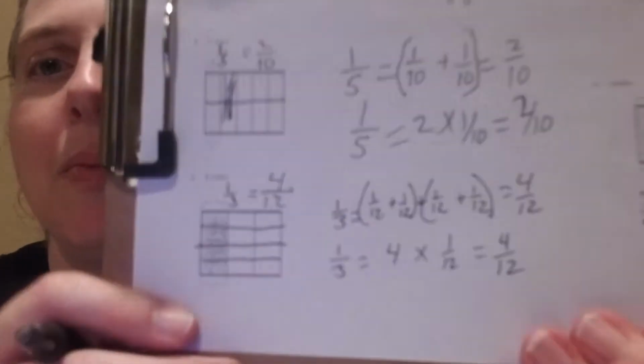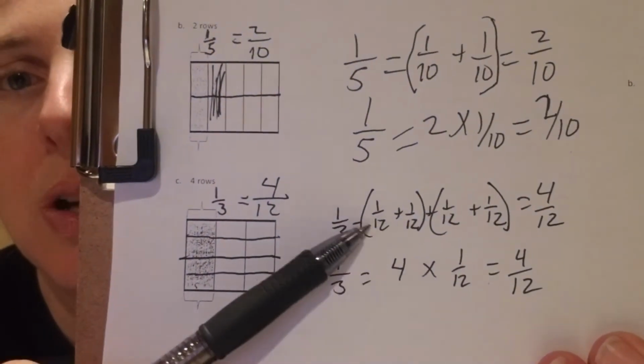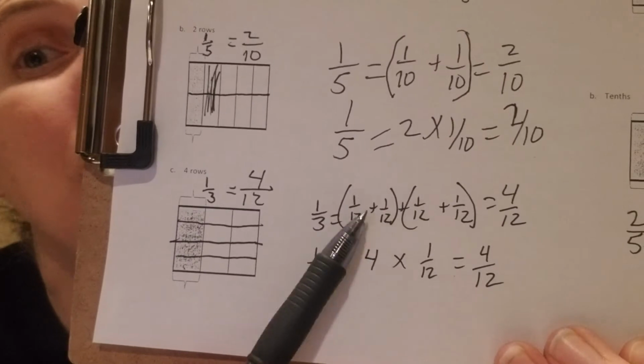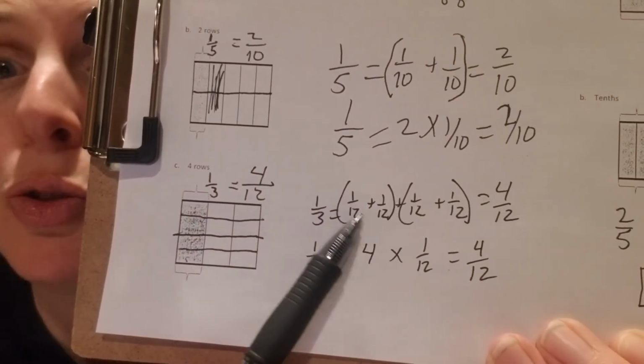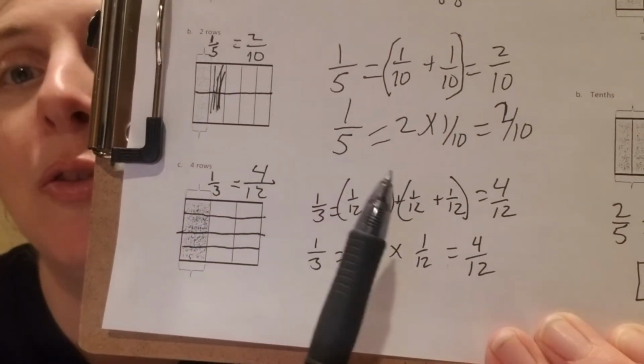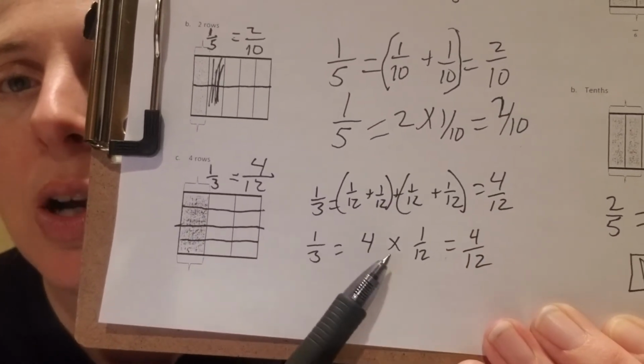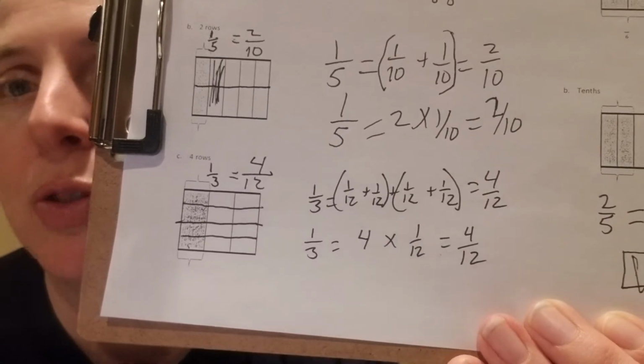All right, let's check it. 1/3 equals 1/12 plus 1/12 plus 1/12 plus 1/12, which equals 4/12. You may have changed this. You may have said 2/12 plus 2/12, or 1/12 plus 2/12 plus 1/12. That's okay. 1/3 equals 4 times 1/12, which equals 4/12.